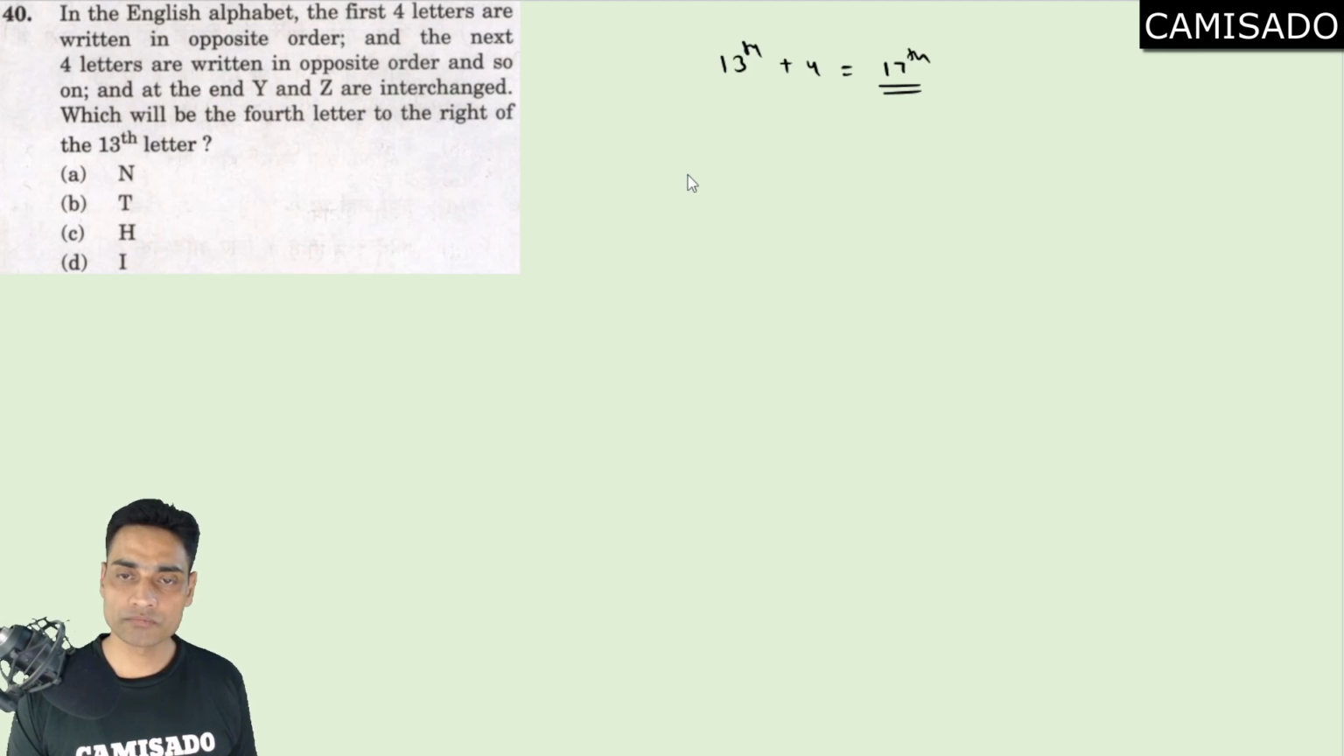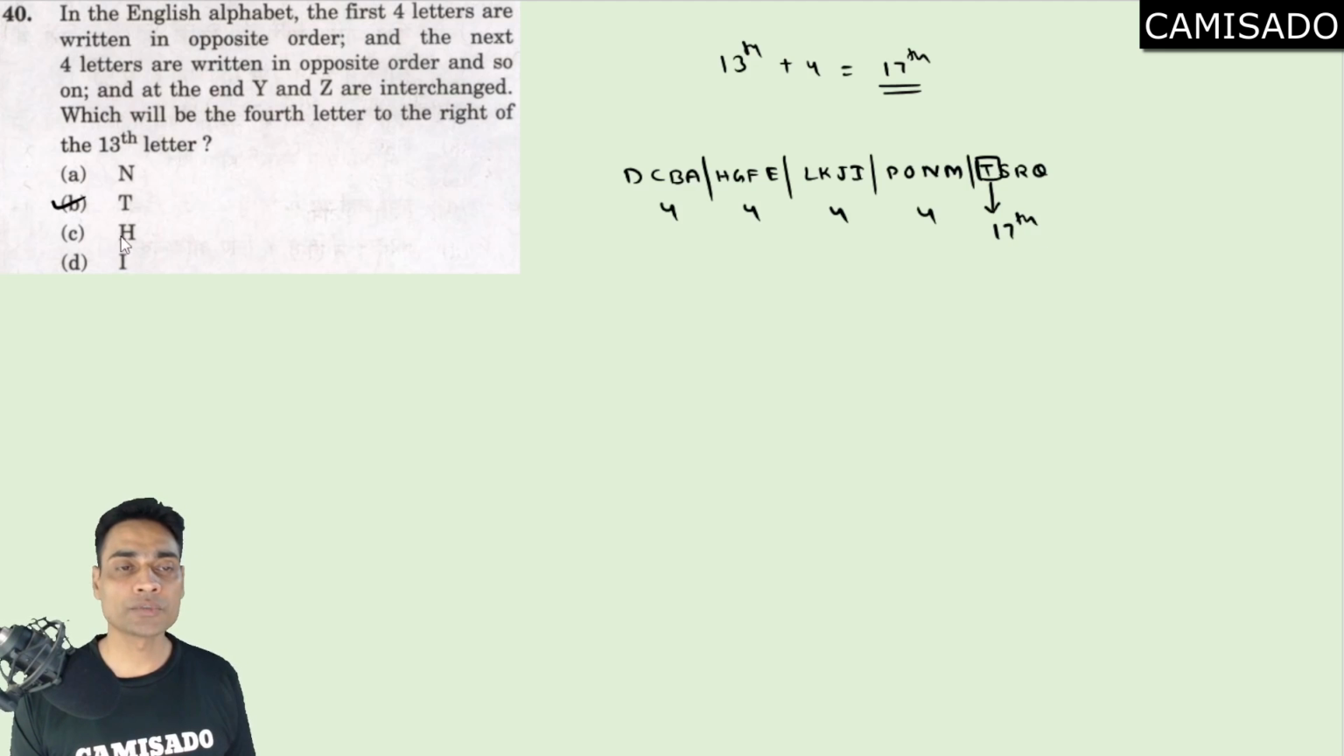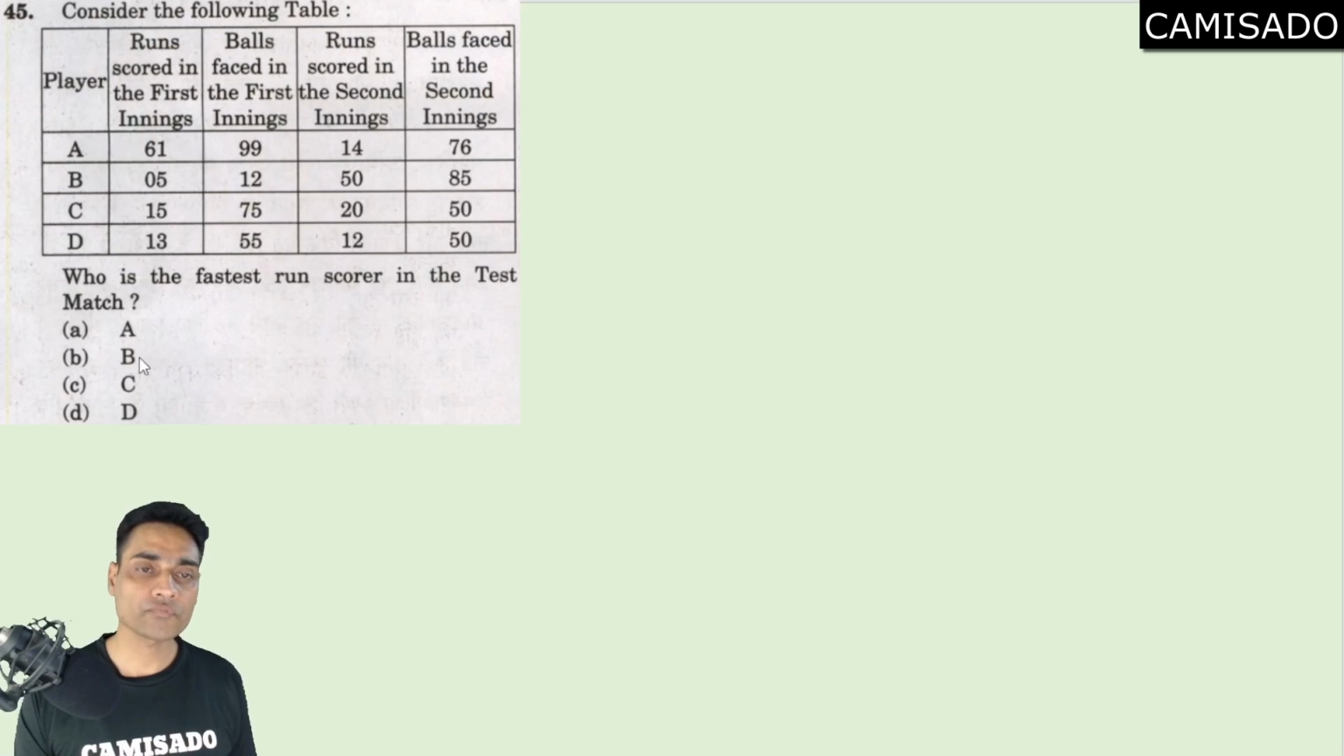So A, B, C, D, these 4, then E, F, G, H, then I, J, K, L, M, N, O, P, Q, R, S, T. 4, 4, 4, 4, 16, and this one is 17th. So T is the correct one, which means option B is the right one. Simple.